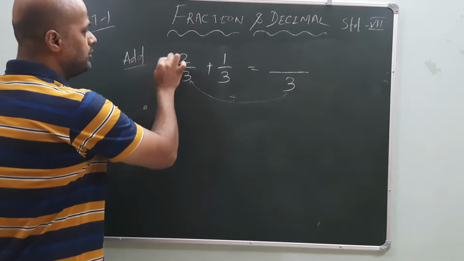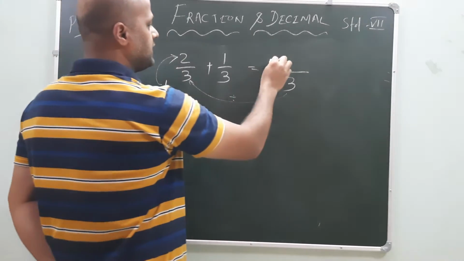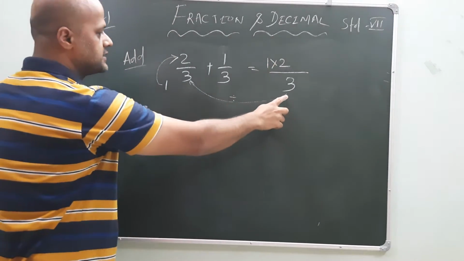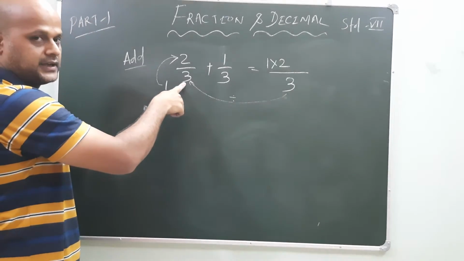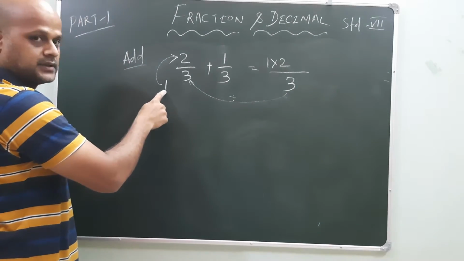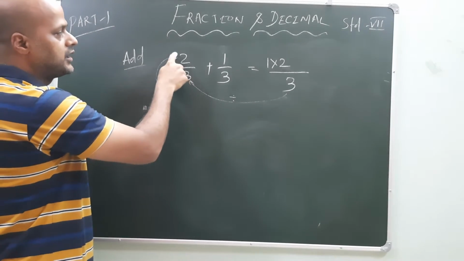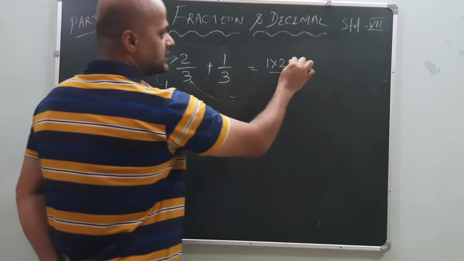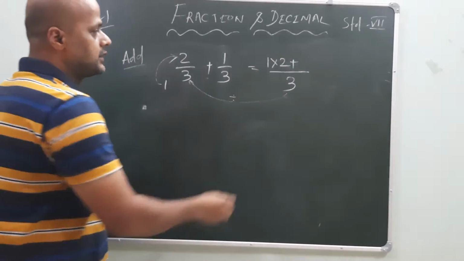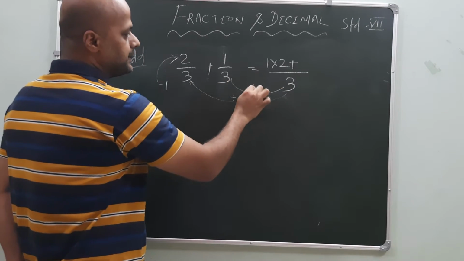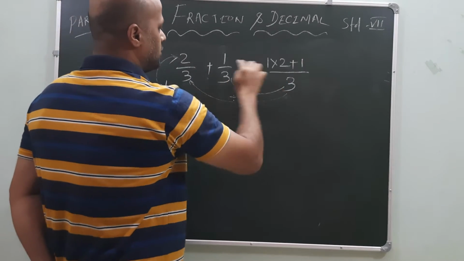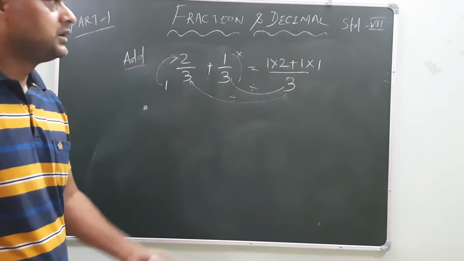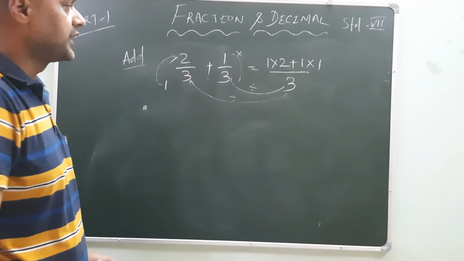This one will be multiplied with the 2, meaning I will write here 1 into 2. First 3 is divided by this 3, the first fraction's denominator. Whatever the result is, you have to multiply with the numerator 2. Same here also, but between them plus is there. Now same, 3 divided by 3, how much? 1. 1 into 1. Then the result is multiplied with the numerator. Okay, this is the process.